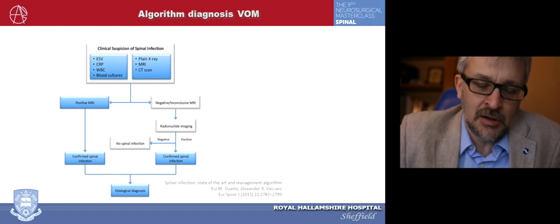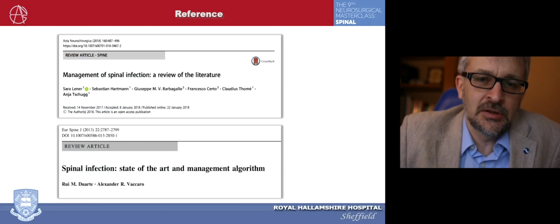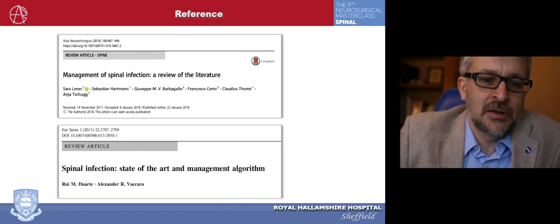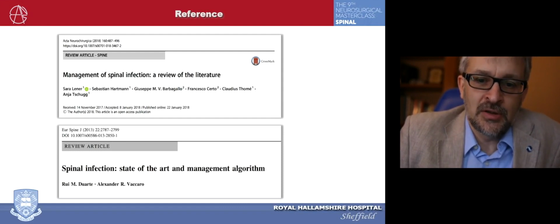And there are several algorithms available in the literature. I wouldn't insist on this. I would strongly recommend to look into the literature. These are two good papers which I would suggest to read. One is a paper published in Acta Neurochirurgica just a few years ago, Management of Spinal Infections. It's a general review of the literature, so it's a very nice summary. And the other one is a paper by Vaccaro, which was published in European Spine Journal. I will highly recommend you to read this one after this course.